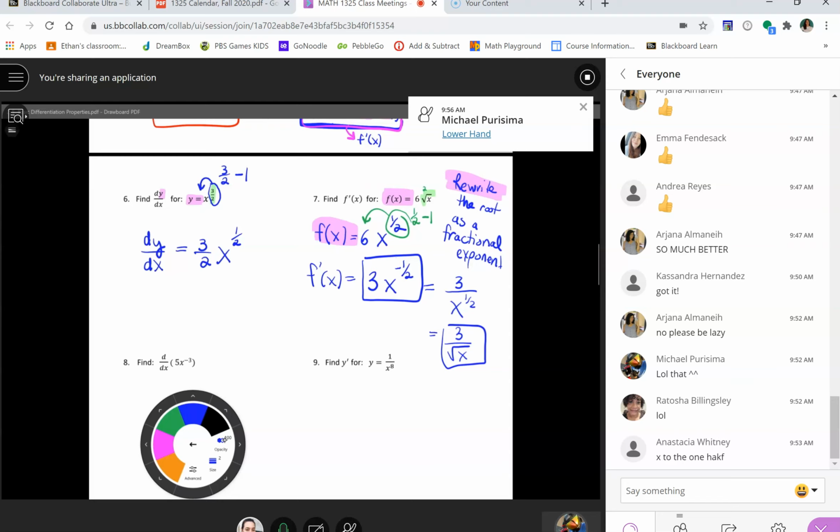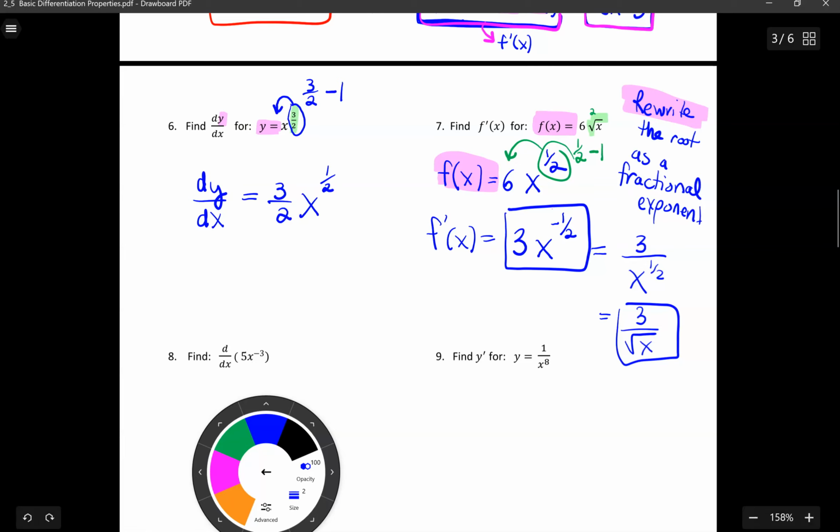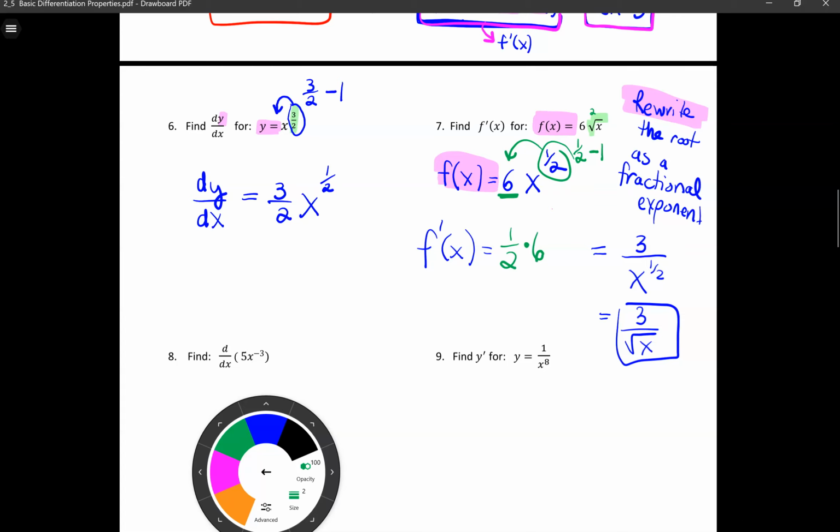Cool, no worries. Okay. Any other questions before we try some others here? How did you get the 3? So when I dropped my exponent down, that's a good question. Let me erase this real quick. When I dropped my exponent down to the front, so I took my derivative, I dropped the 1/2 down to the front, and there was already a 6 there. So I had to do 1/2 times 6. So you can just do that in your calculator, or you can know that half of 6 is a 3.